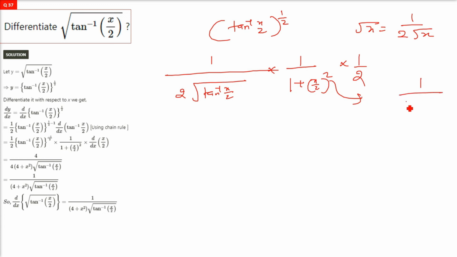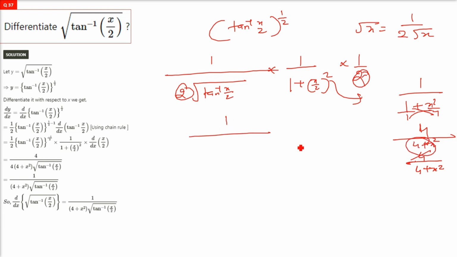So when you add this, 1 by 1 plus x square by 4 is going to be 1 by 4 plus x square, and this 4 goes up. And now we have this 4 plus x square in the denominator, that you can keep. And then we have this 2 and 2, and this gets cancelled with the 4. The final will be what? 1 by 4 plus x square and under root tan inverse x by 2. Okay. So this is your final answer.